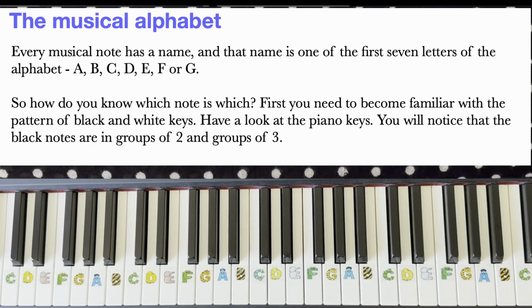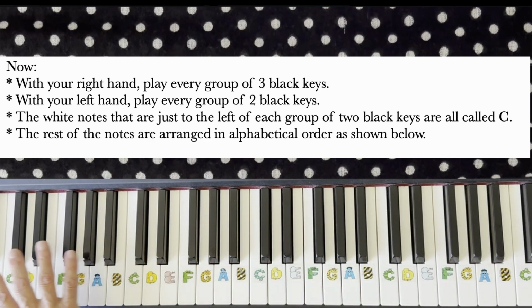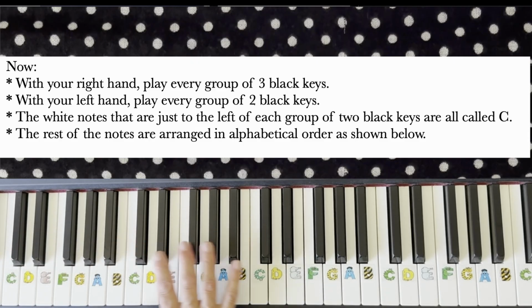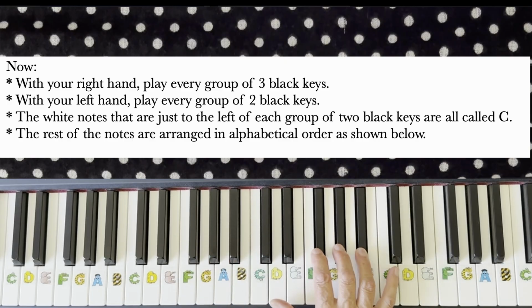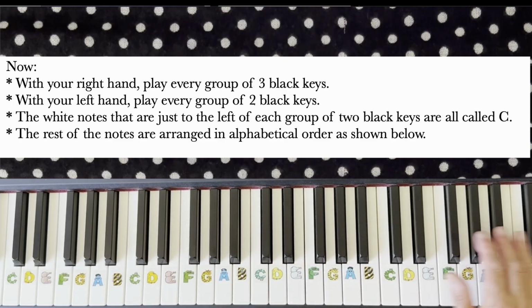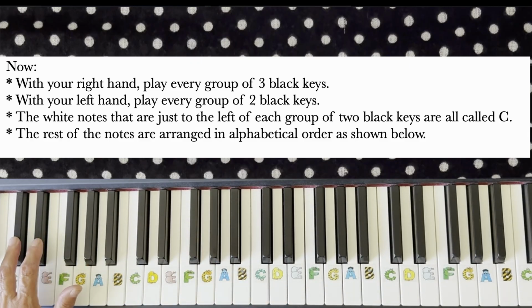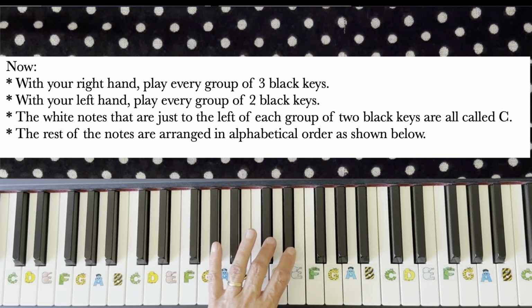In order to get you to look really carefully at these, with your right hand, I want you to use these middle 3 fingers and play all of the groups of 3 black notes on your keys, as I'm doing now. On a full-size keyboard, there's about 6 or 7 of those. 1, 2, 3, 4, 5, 6, 7 groups of 3. Then take your left hand and use these 2 fingers and play all of the groups of 2 black notes. All the way up.